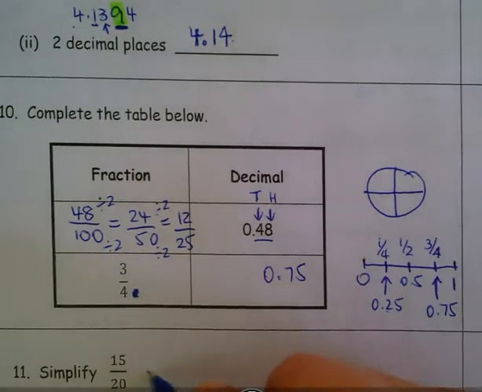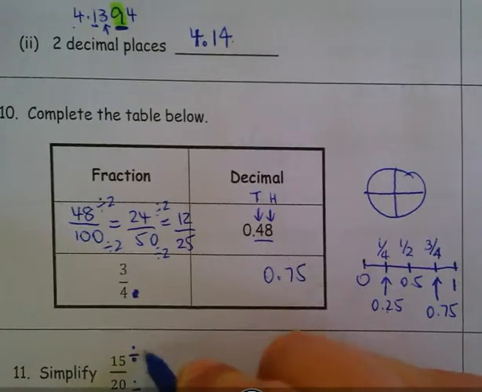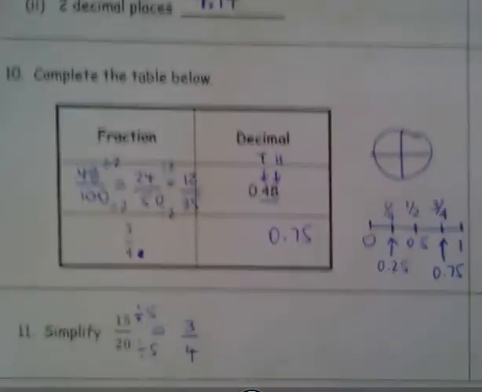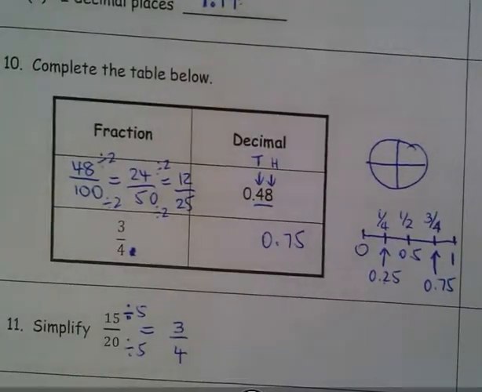All right, simplify 15 over 20. What can you divide both those by? 5. And you get 3/4. They're both divisible by 5. You get 3/4.